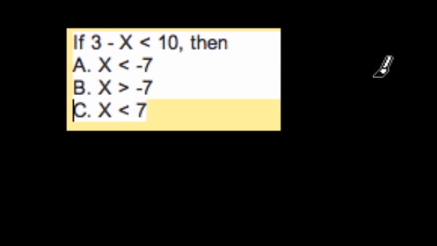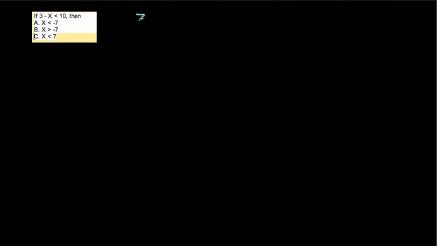And of course, I could treat this a lot like I would an equality, and I would balance the equation. So I would write down that 3 minus x is less than 10. And that's what I'm dealing with. But right next to it, I might think of this in terms of an equality. I would write 3 minus x is equal to 10.